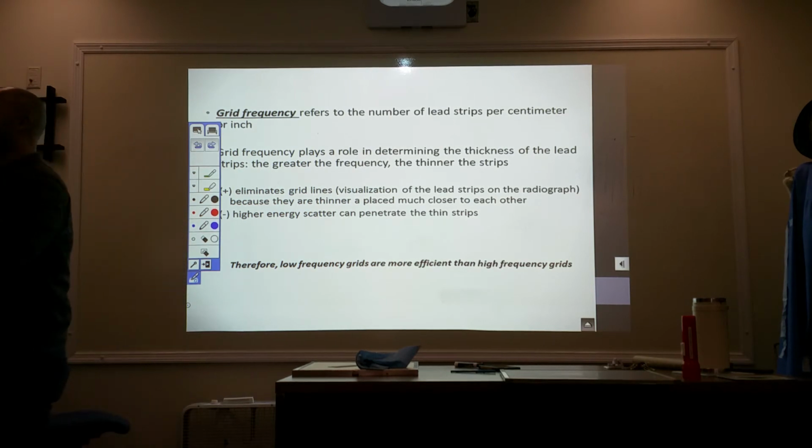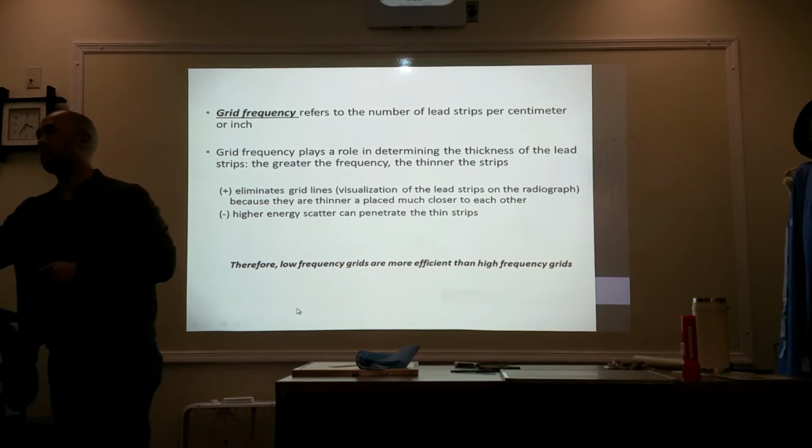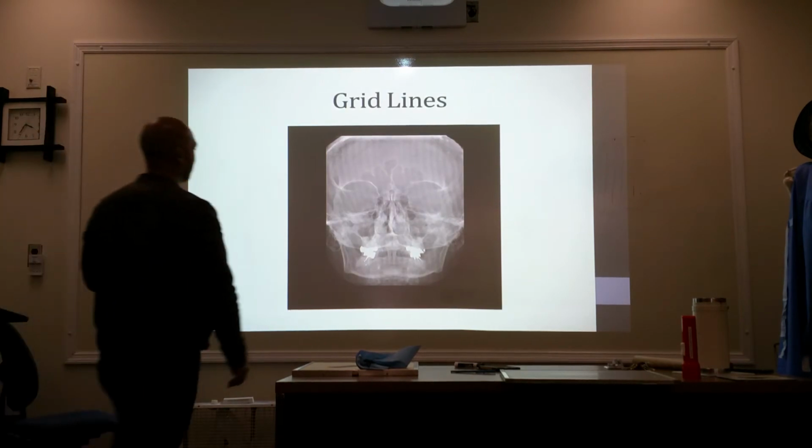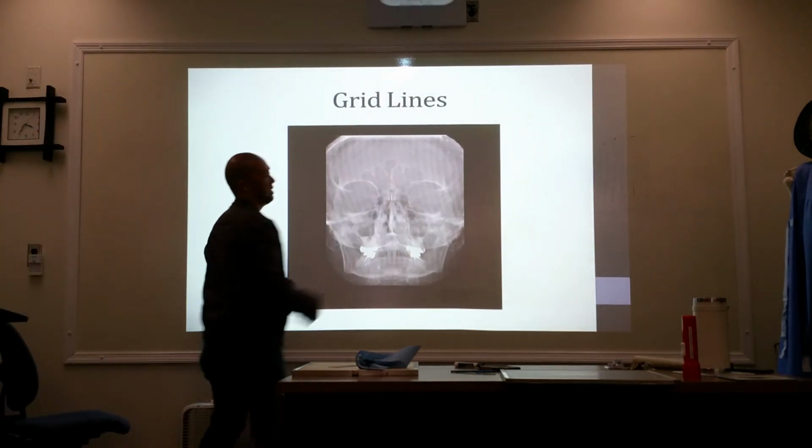Therefore, low frequency grids, again, are going to be more efficient than high frequency grids because they're going to be thick enough to absorb the scatter radiation, and they won't show up on your radiograph as grid lines. Here's an example of grid lines. You can actually see the physical manifestation again of the lead strips.